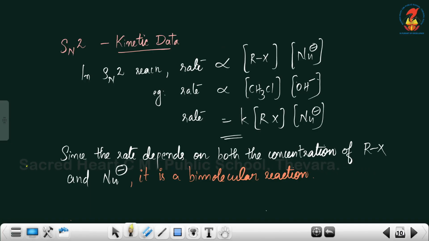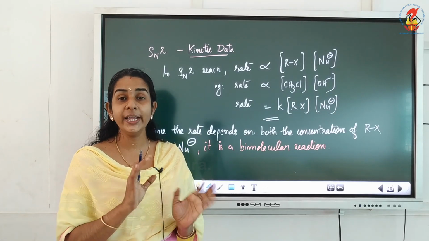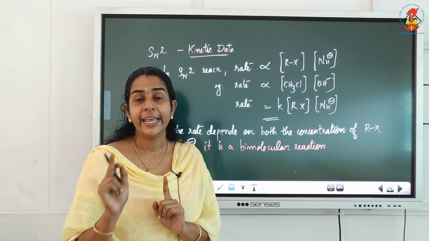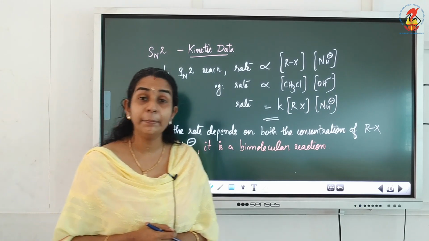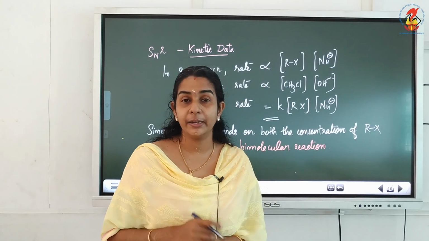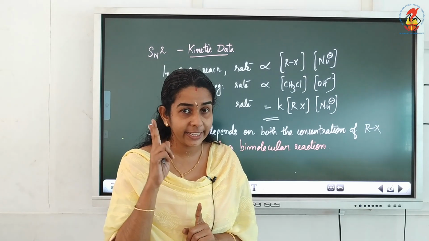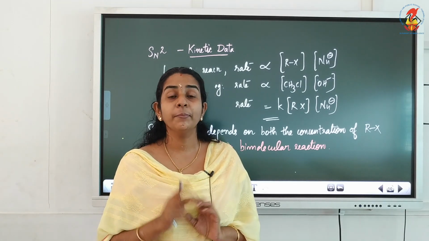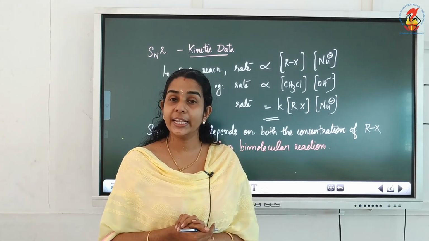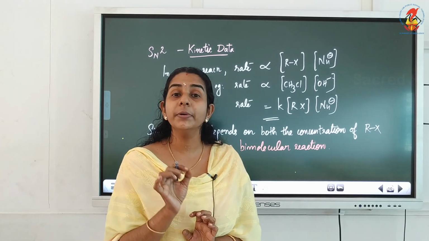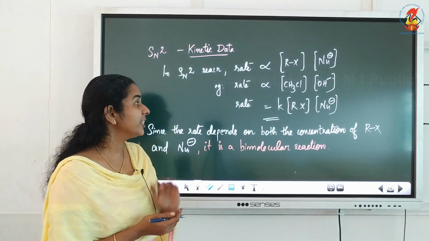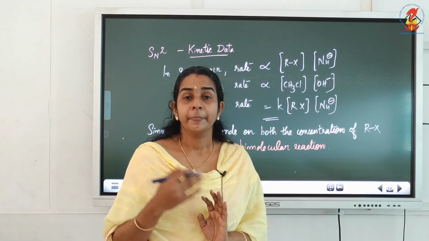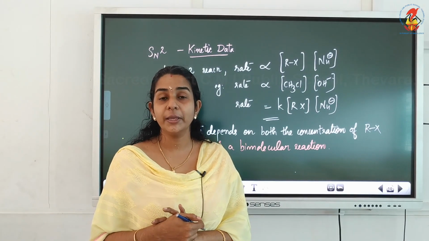Now, what about the kinetics or kinetic data regarding the SN2 mechanism? Why is it known as SN2? SN2 means it is a bimolecular reaction. What is meant by molecularity or bimolecular? Bimolecular means the molecularity is 2. What is meant by molecularity of a reaction? Molecularity is the number of reacting species in the rate determining step of a chemical reaction.